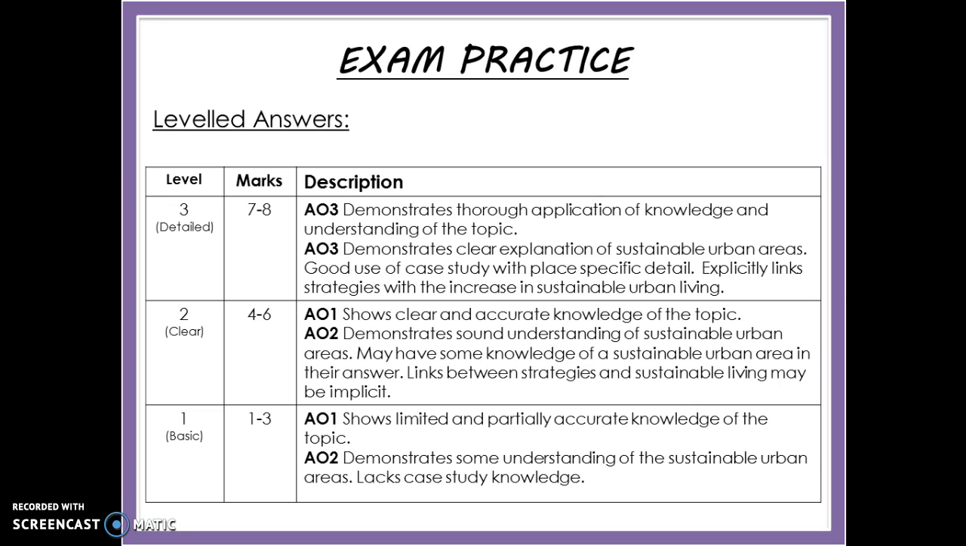Level 3 is the top level, which is worth a maximum of 8 marks and 7 marks. The next level down is a clear answer, where you can get between 4 and 6 marks. And the most basic one, you'll get only up to 3 out of 8 marks. Let's look at the descriptions then. The examiner expects for a top level answer that you demonstrate thorough application of knowledge, that you demonstrate clear explanation. In this instance of what sustainable urban areas look like, you use good use of case studies with place-specific detail, and this is really important, you explicitly link the strategies with how this has increased sustainable urban living.